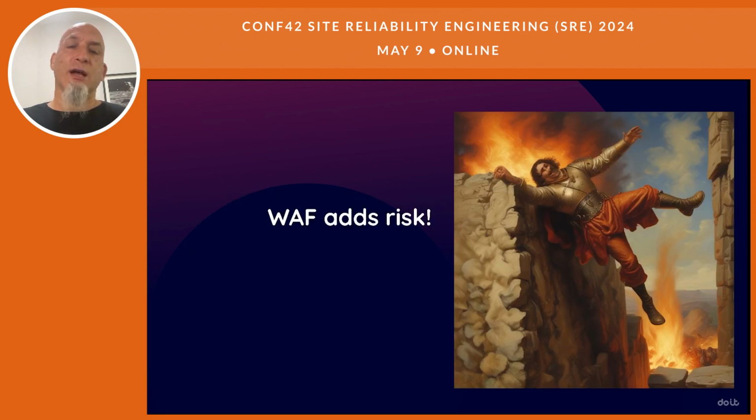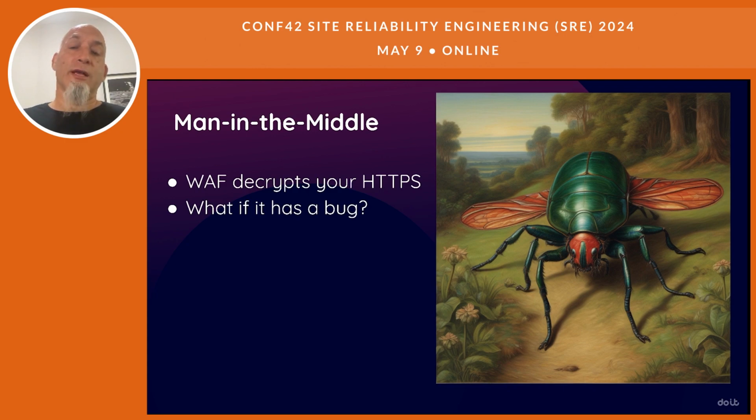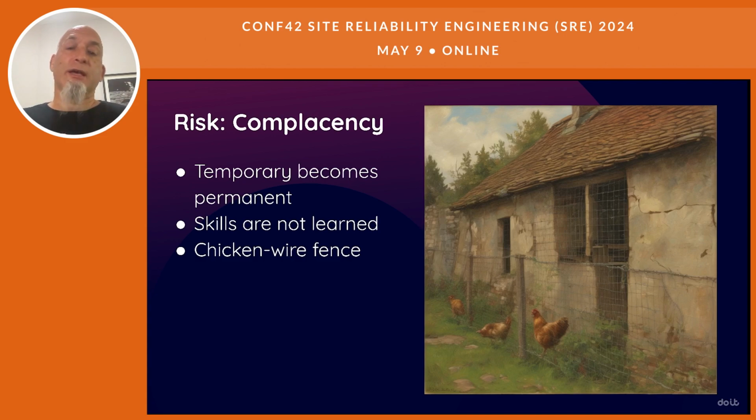But the WAF is not just imperfect, it may make things worse. Remember, it looks at the decrypted messages of each HTTP request. It has to see what the risks might be. What if the WAF has a bug? The biggest risk, though, is complacency, as the temporary becomes permanent, as you don't learn new skills.